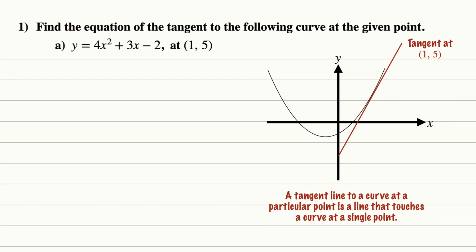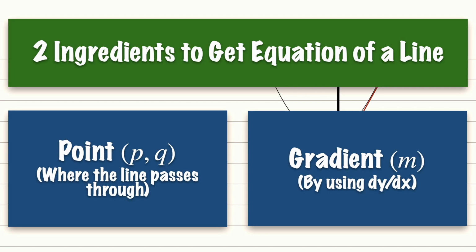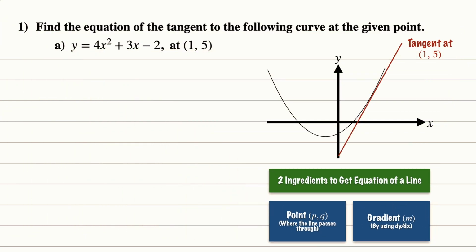So in order to do so, we need two basic ingredients to get any equation of a line. The first ingredient, the point or coordinates that the line passes through. The second ingredient is the gradient of the line itself. This can be derived by finding the derivative of y, which gives us the gradient function of y. Simply put, when we differentiate y with respect to x, we get the gradient function of y. So we already have one of the ingredients, which is the point, denoted by (1, 5).